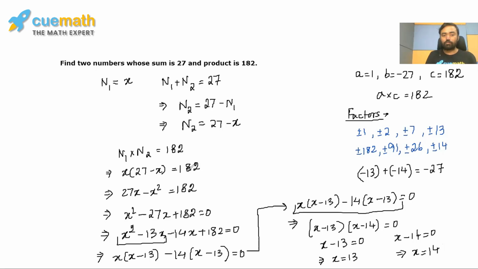Let's see. If we say that x is 13, then n1 is 13, and then n2 is 27 minus 13, that is 14. Or if we consider n1 as 14, then n2 is 27 minus 14, that is 13. So basically you take any value of x, the answer is still valid, and you get the two numbers to be 13 and 14, or 14 and 13. In any order you take, when you add the numbers you'll get 27, and when you multiply the numbers you'll get 182. So it does not matter in which order you take. Let's work on the next question.